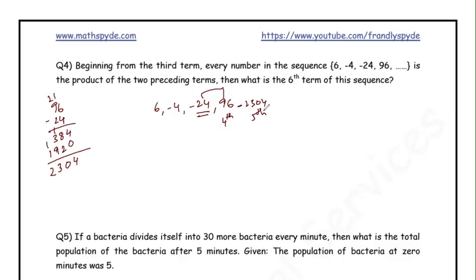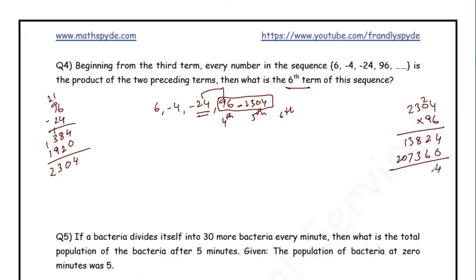And then again, the sixth term. So my sixth term would be the product of these two numbers. So it'll be 2304 into 96. So that's 6 4 the 24, 2, 18, 13, 0, 36, 3, 27, and 20. So 4, 8, 11, 11, 2, 2. 221184 is my sixth term.